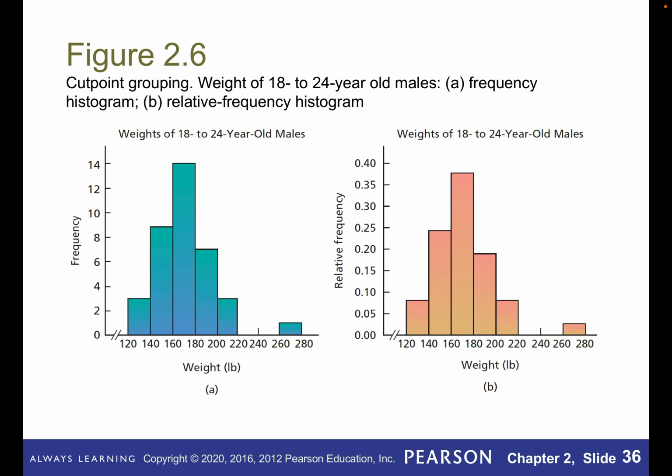Okay, and lastly, let's look at histograms for the data we looked at with cut point grouping. Remember, this is continuous data, the weights in this case. And like I mentioned earlier, once you get past how to divide up the data, what kind of data we're dealing with, and which one of the grouping methods we need to use, the steps to put together the histogram are pretty much the same.